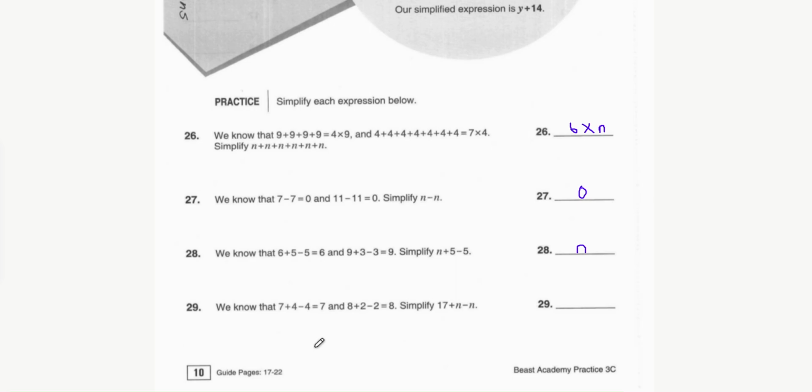Next, we know that 7 plus 4 minus 4 equals 7, and 8 plus 2 minus 2 equals 8. So we have to simplify 17 plus n minus n. Adding n and then subtracting n is the same thing as doing nothing. So 17 plus n minus n will simply simplify to 17.